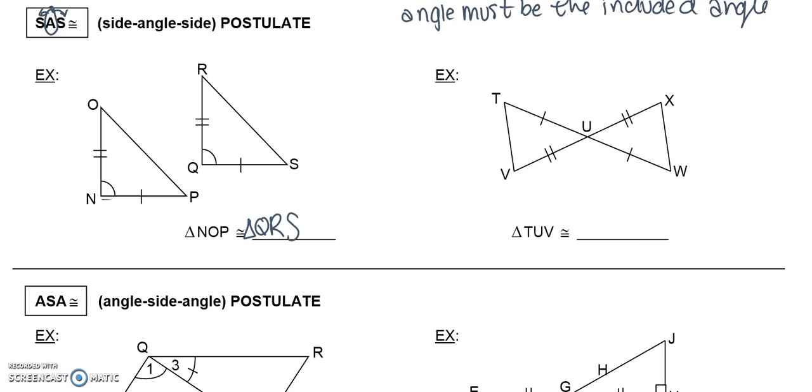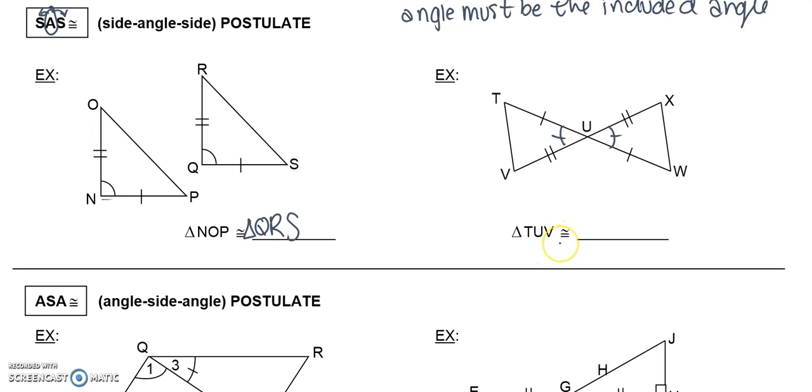Okay. In this next diagram, we have something special that we learned about in the last unit. We have vertical angles, those two angles that are created by our two lines. So we have angle TUV and angle XUW being congruent. I'm going to mark those because they're vertical angles, and vertical angles are congruent.